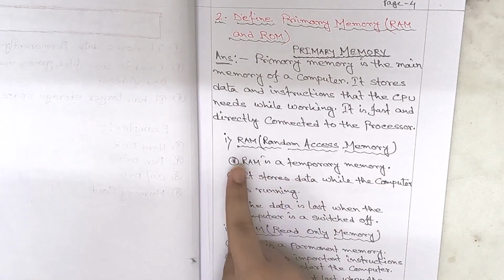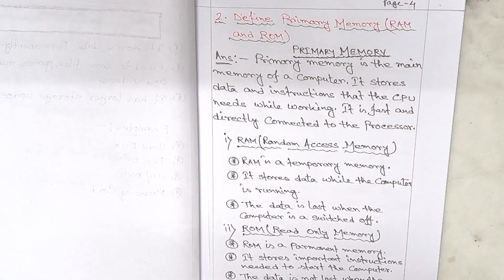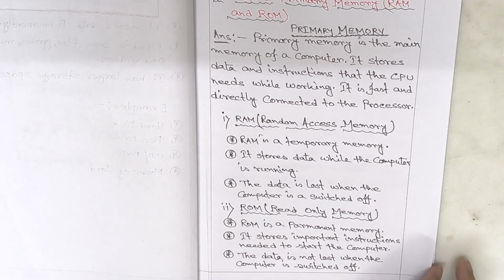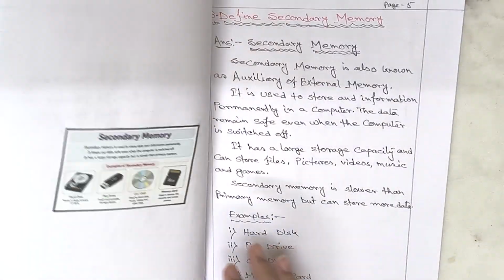So here we have RAM, random access memory. I have written the details of it. I have written the ROM, and the details are written here. So you will have to write like this.